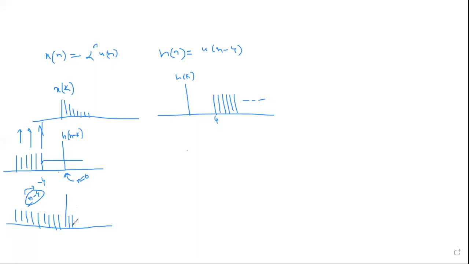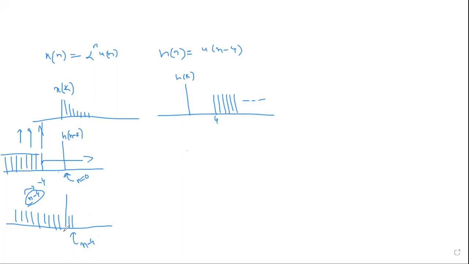Say this is a box. I will tie a string to this and I pull it. When this tip, what is the name of the tip here, by the way? n minus 4. When n minus 4 reaches 0, there is an overlap. When n minus 4 reaches 1, there is an overlap. When n minus 4 reaches 2, there is an overlap.